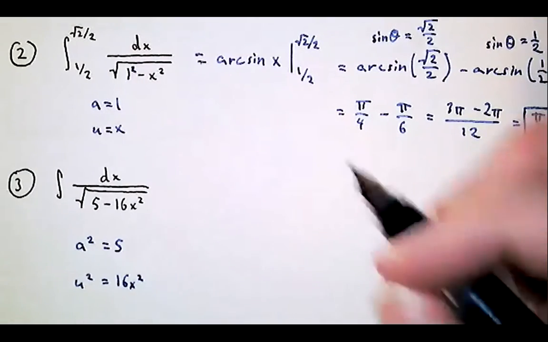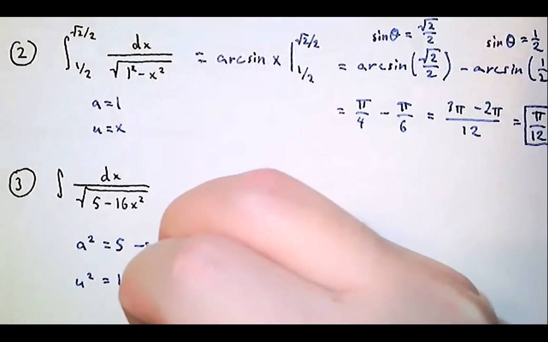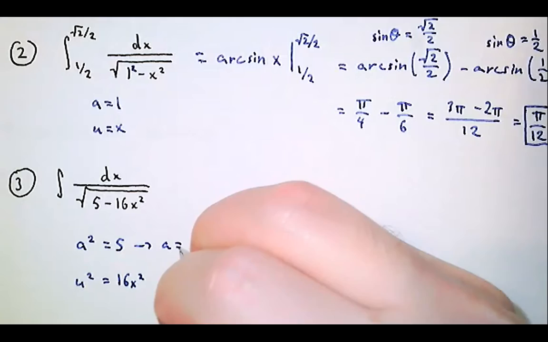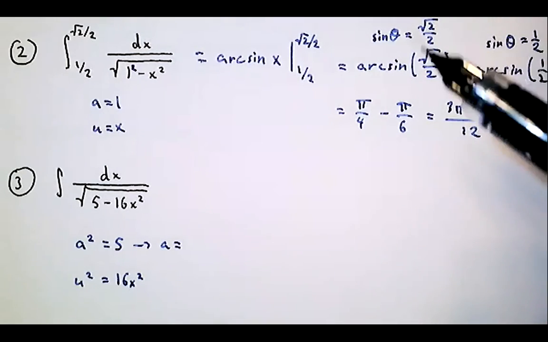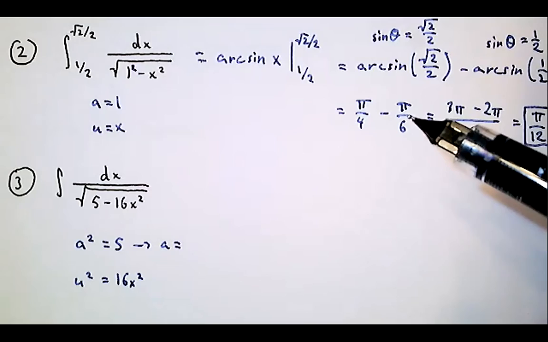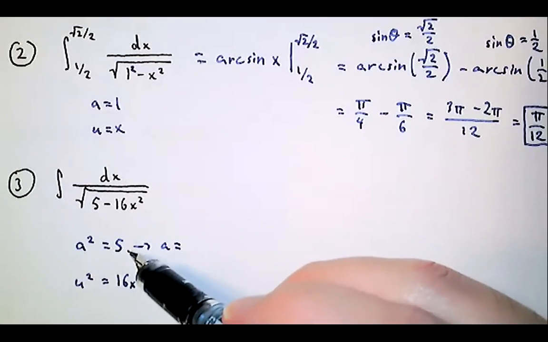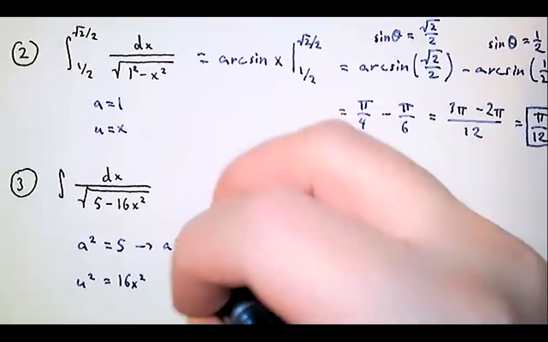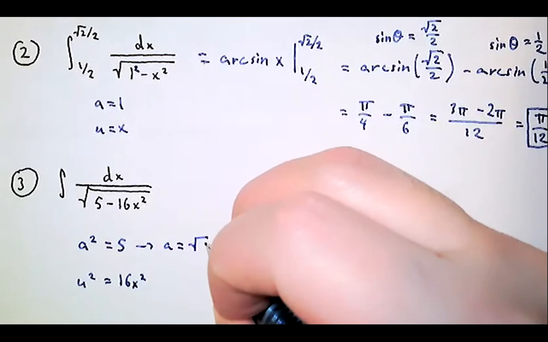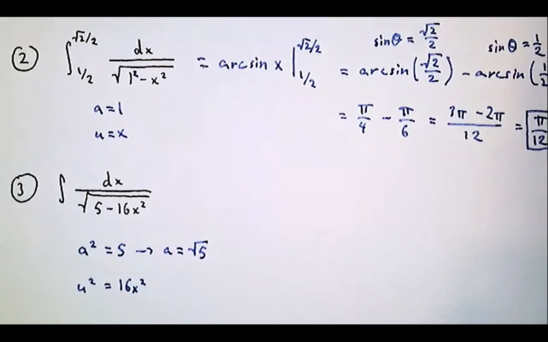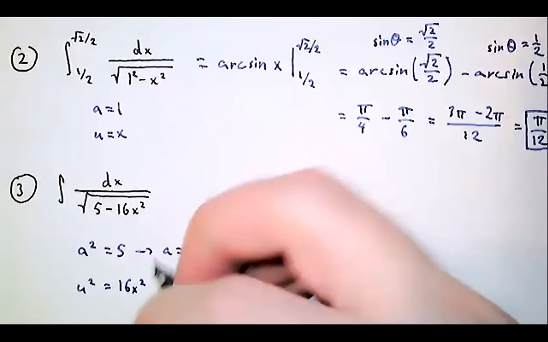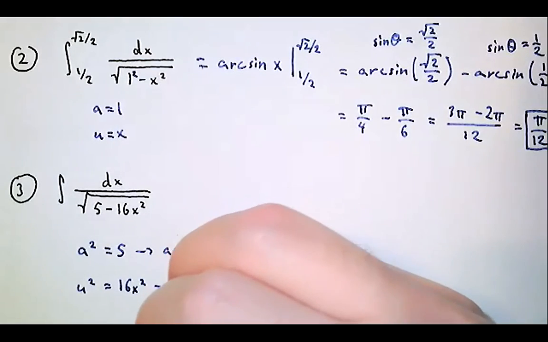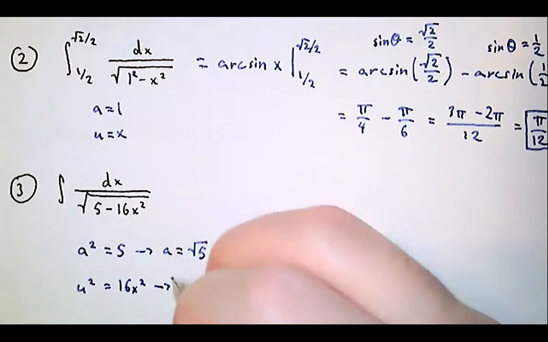So if a squared is equal to 5, and we know that a should be greater than 0, what should a actually be? Well, it's just the square root, right? The positive square root. It's the square root of 5. And we should also take the positive square root for u. This time we'll get a 4x.